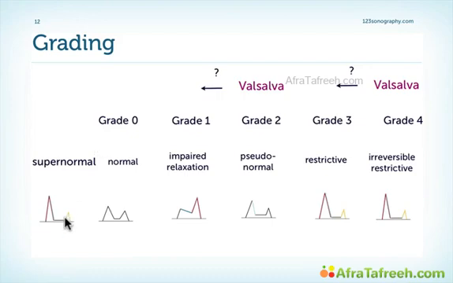This diagram again shows you the different grades of diastolic dysfunction and also what happens if you perform Valsalva. So if you perform Valsalva in a patient who has a pseudonormal pattern, you can reverse this pattern to a relaxation pattern. If you perform Valsalva in a patient who has a restrictive filling pattern, you can reverse it to a pseudonormal pattern if it is reversible, and you cannot reverse it if it is an irreversible pattern.